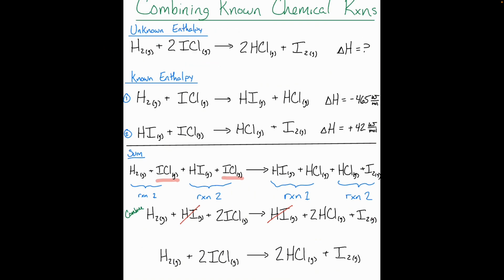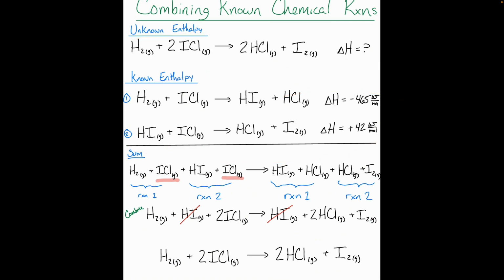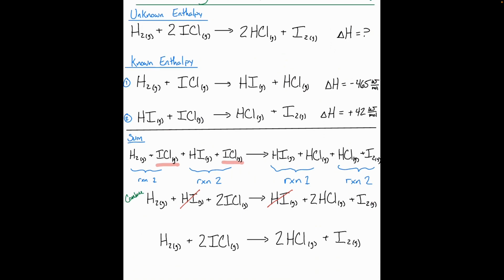All right, so in the same way, because enthalpy is a state function, it doesn't matter if we do this in one step or if we break it up into two steps, our change in enthalpy is going to be the same. So in the same way that we were able to sum up these two reactions to get our unknown reaction, we can also sum up our two enthalpies to get the enthalpy of our unknown reaction. The same way we combine these chemical equations, we're going to combine these enthalpy values to get our enthalpy value of this unknown reaction.